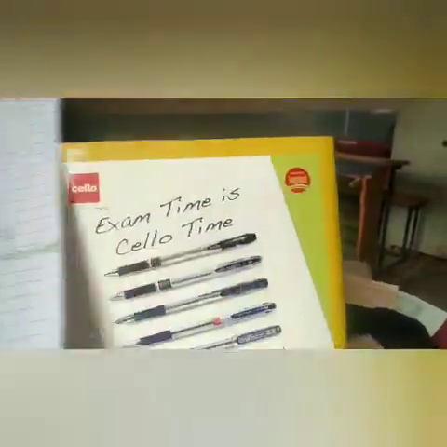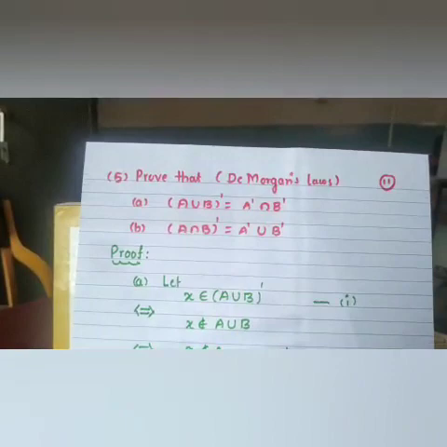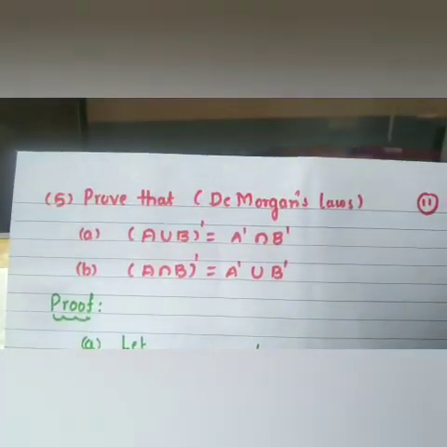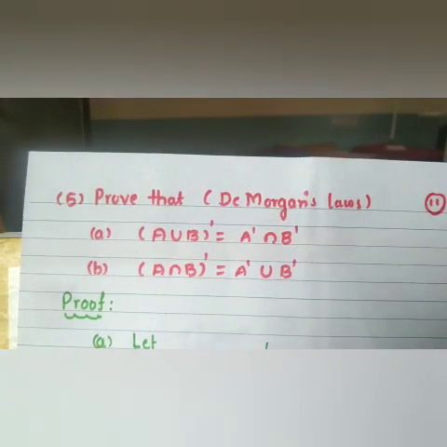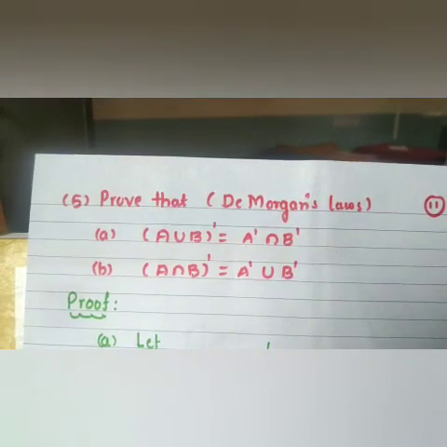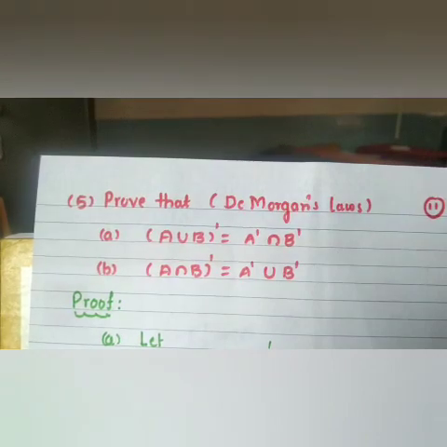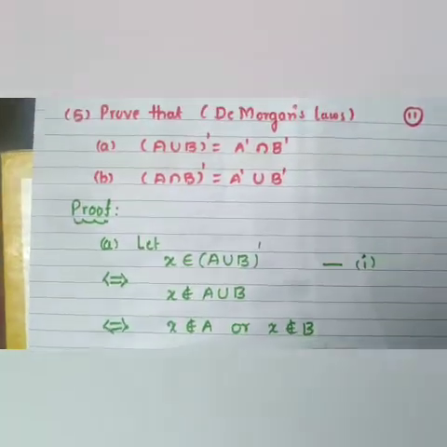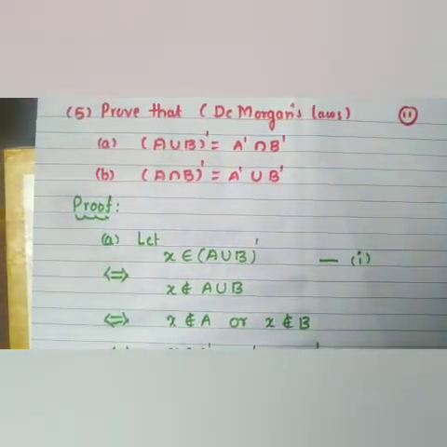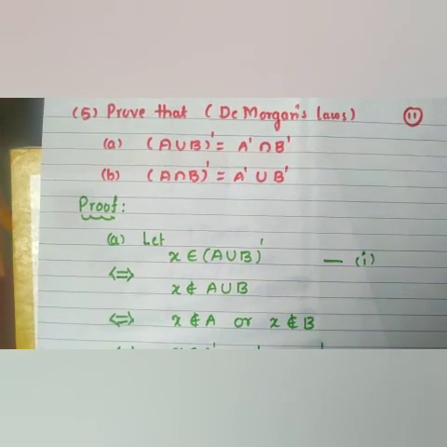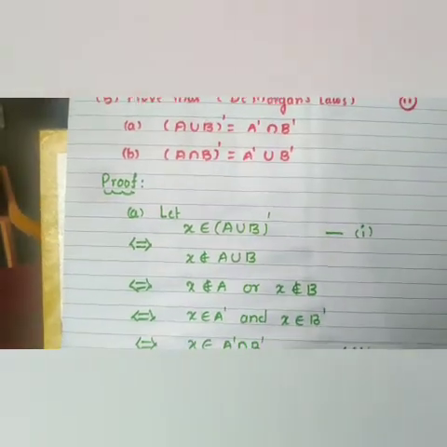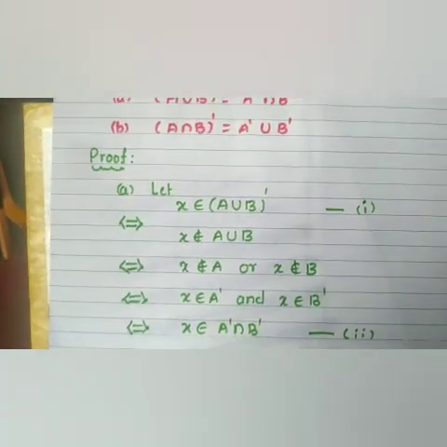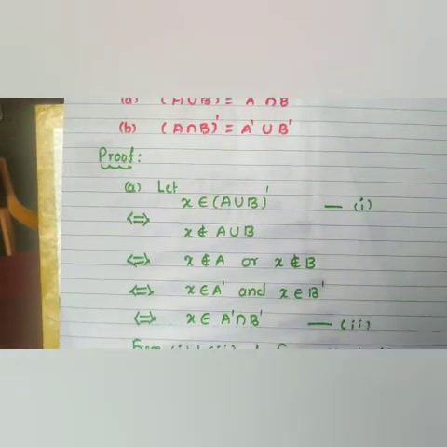Next, we come across De Morgan's law, very important for the examination purpose also. What does De Morgan's law say? That (A union B) dash is A dash intersection B dash, or (A intersection B) dash is A dash union B dash. Let X belong to (A union B) dash. What do you mean by X belongs to (A union B) dash? It means that X does not belong to A union B. What do you mean by X does not belong to A union B? X does not belong to A and X does not belong to B.